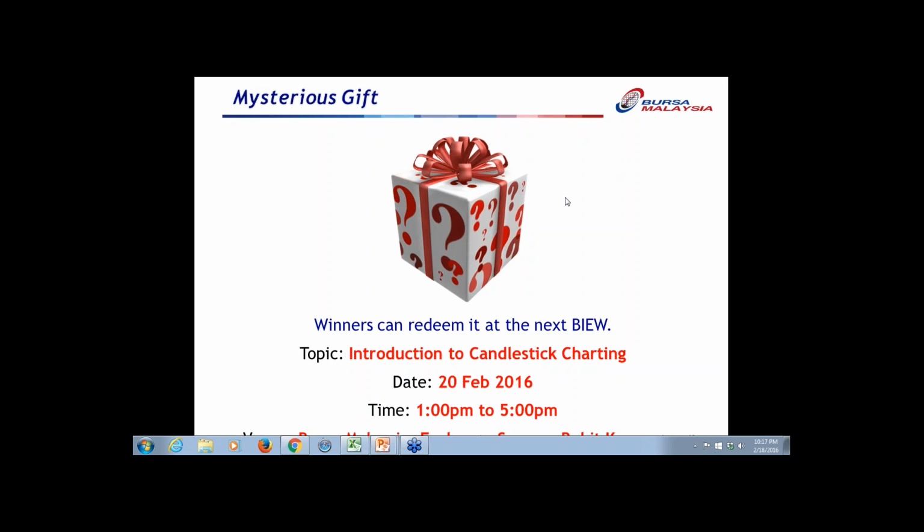So for those two winners, if you want to redeem your gift, go to the Introduction to Candlestick Charting. For those of you asking what is a hammer, what is a bullish engulfing pattern, what is the harami pattern, go to candlestick charting, then you will understand how to read the candlestick pattern. What does the candlestick tell you about this particular company? It is this Saturday from morning until evening. There are two sessions. The first session will be a repeat of the last session, and then the second session is new. It's called Introduction to Candlestick Charting.